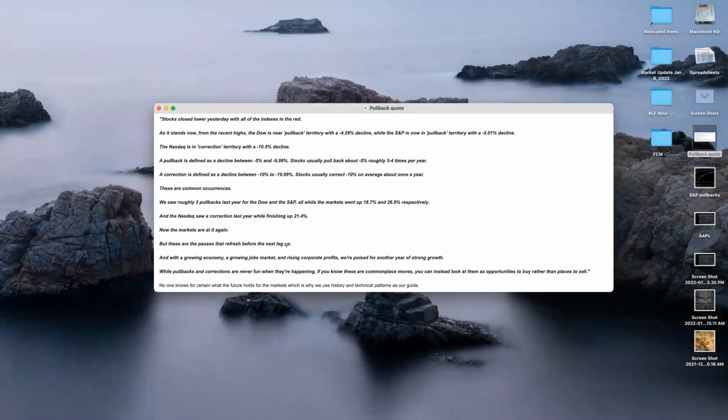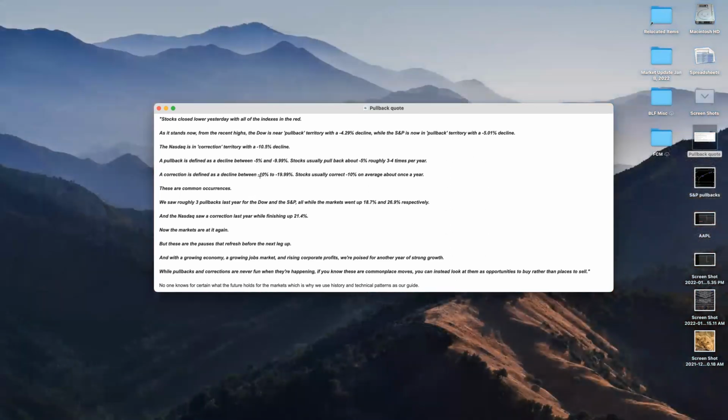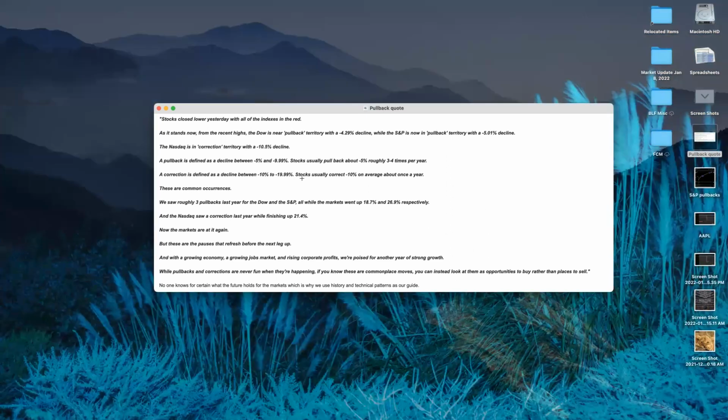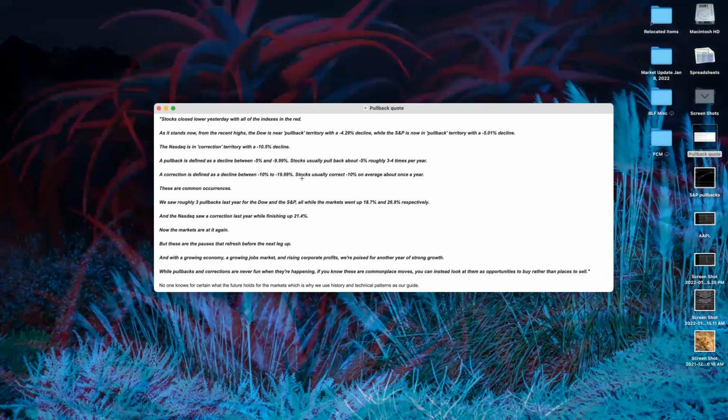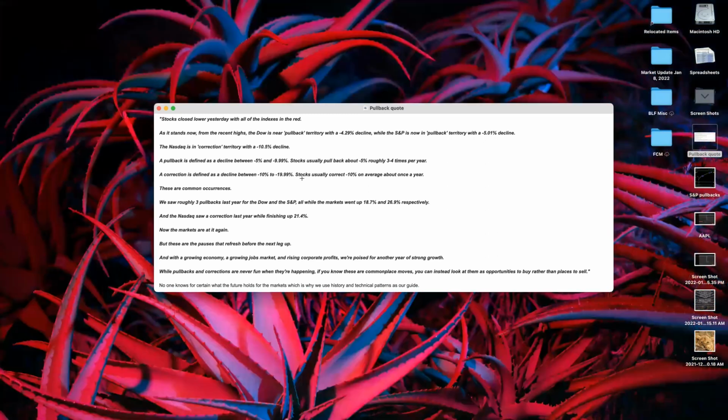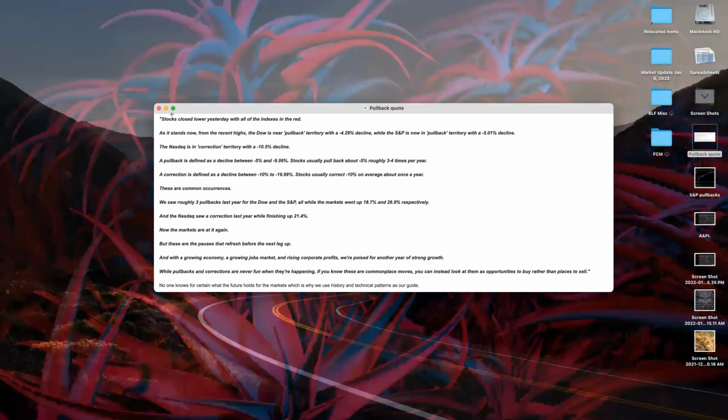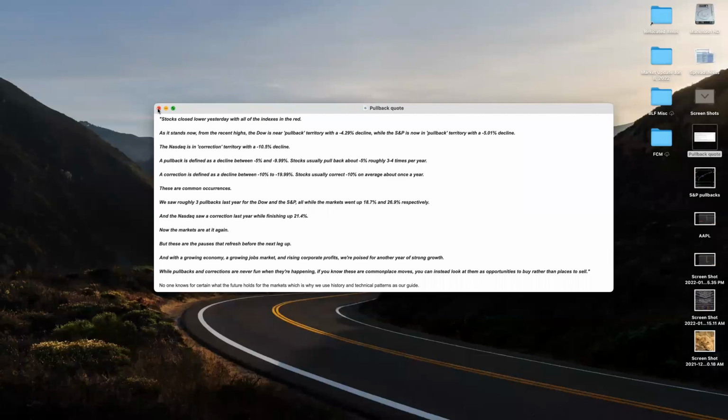So here's the point from this: these pullbacks that are frustrating, they're painful, they're stressful, they can cause loss of sleep, I can go on and on, are not abnormal. They are part of the market. For instance, I'll show you something else.